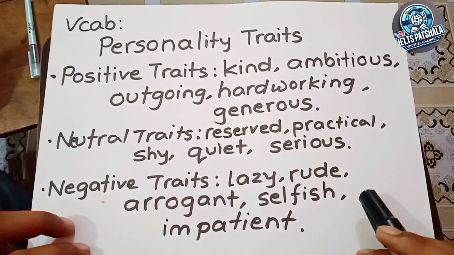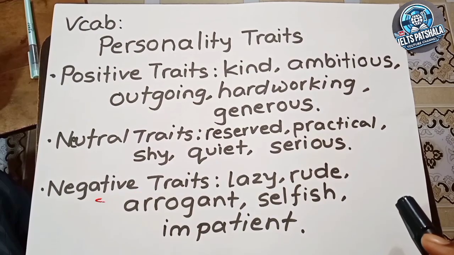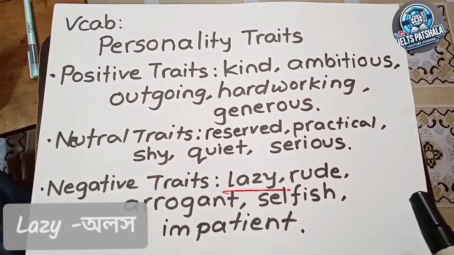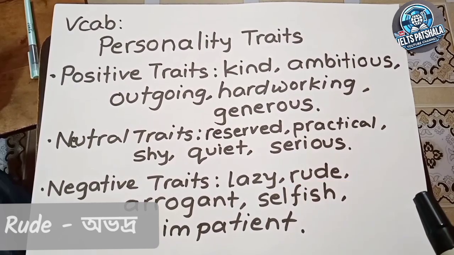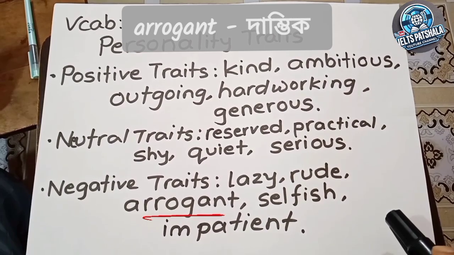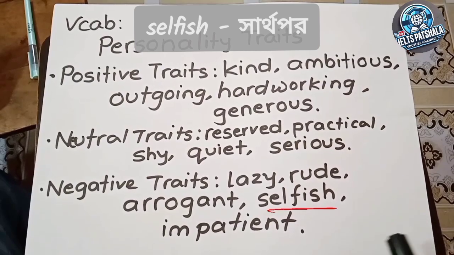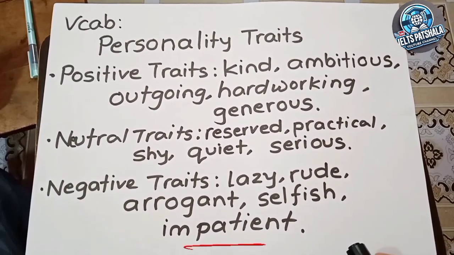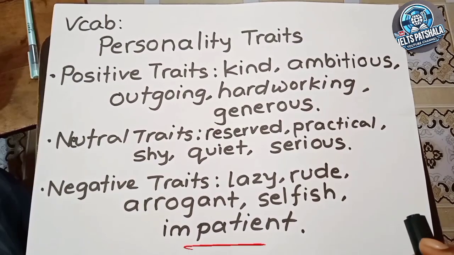Finally, we have negative traits. Be careful when using these. They describe undesirable qualities. Lazy refers to someone who avoids work or effort. Rude means someone who behaves impolitely. And arrogant is used for someone who thinks they are better than others. Selfish describes a person who thinks about their own needs, and impatient refers to someone who has trouble waiting or gets annoyed easily.